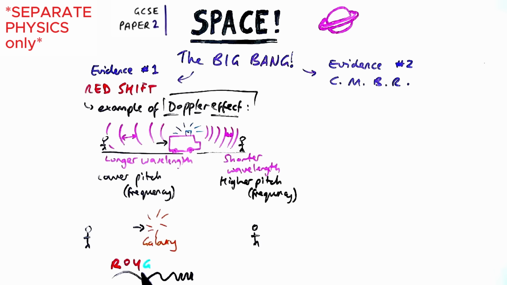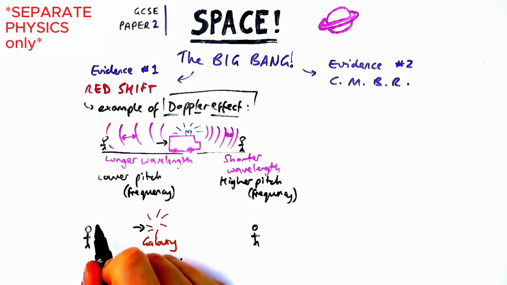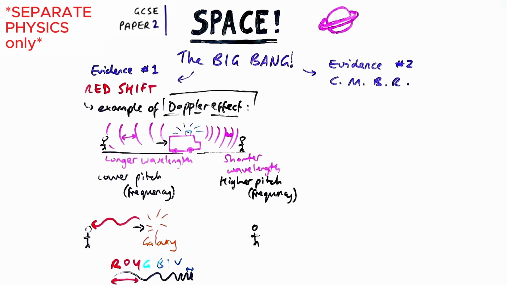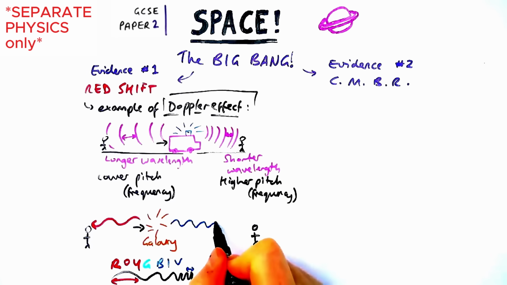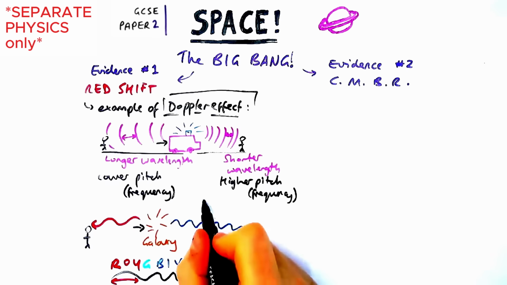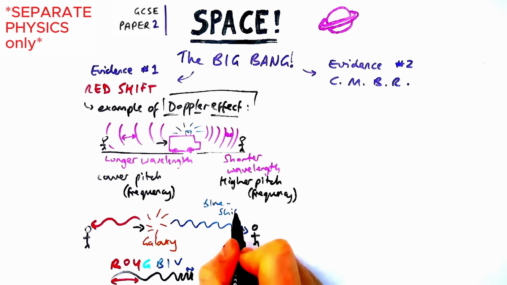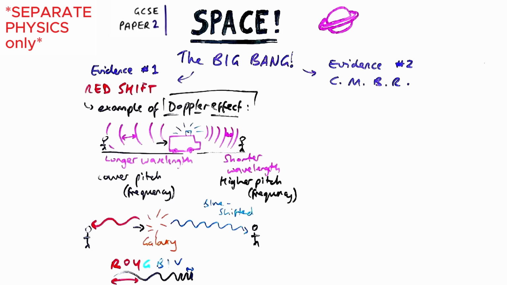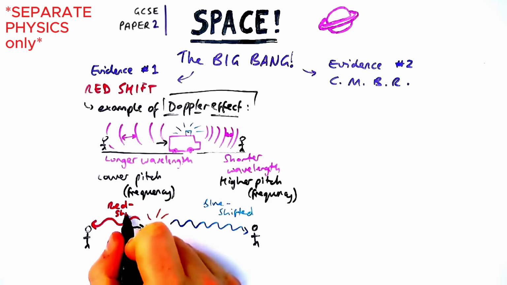So red, orange, yellow, green, blue, indigo, violet. Hopefully you can see from the diagram that violet and blue have a shorter wavelength and red has a longer wavelength. So as the galaxy travels away from the observer, the wavelength it is giving off is slightly shifted towards the red end of the spectrum, or a longer wavelength.